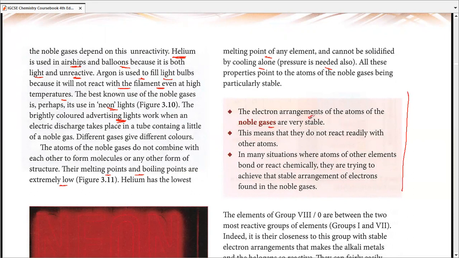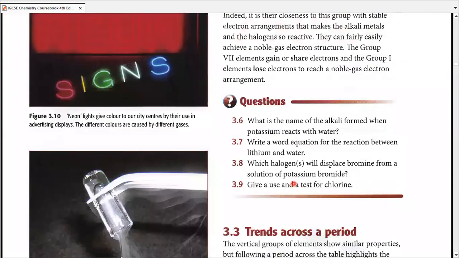For noble gases, their electron arrangements are stable. They do not react readily with any atoms, bond, or react chemically, since they have a stable arrangement of electrons, and all other elements on the periodic table actually try to achieve their stable configuration by the loss of electrons, gain of electrons, or sharing of electrons. This also completes for us the topic of noble gases.